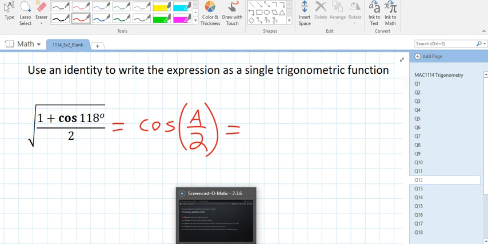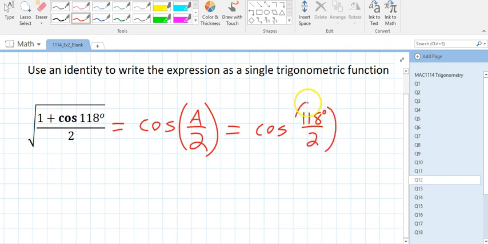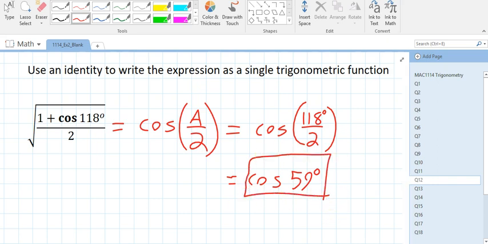Who is A? 118 degrees. So cosine 118 divided by 2 is what? Done. There's your trig function. It's like what we just did in number 11. It's already broken down for us. They want you to put it back together. Okay? Any questions on that one?